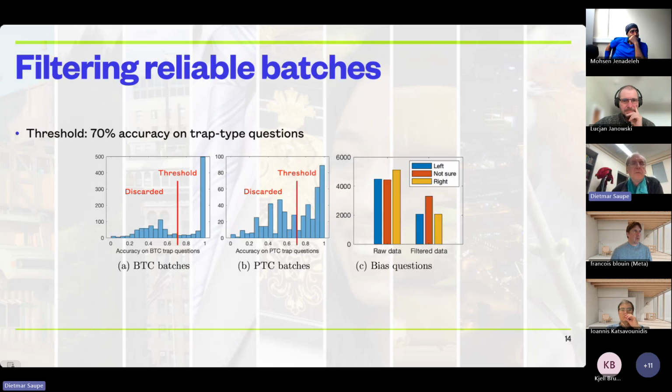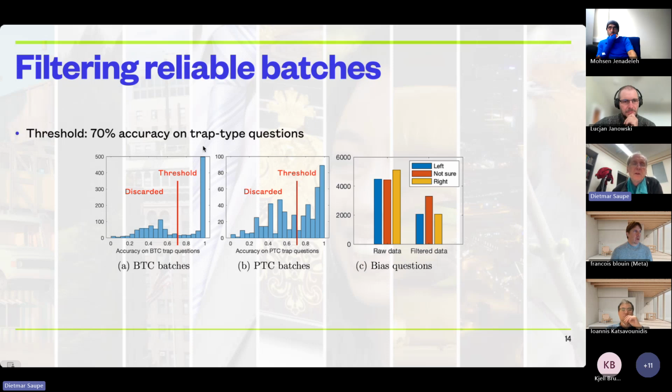Good. So how did we filter reliable batches? For the paper that we submitted, we applied just a very simple thresholding operation. We looked at the trap type questions. We have the original trap questions, but also some of the study questions were just like a trap question, so they could not be distinguished. We put all of those into one bucket and looked at the accuracy of it.